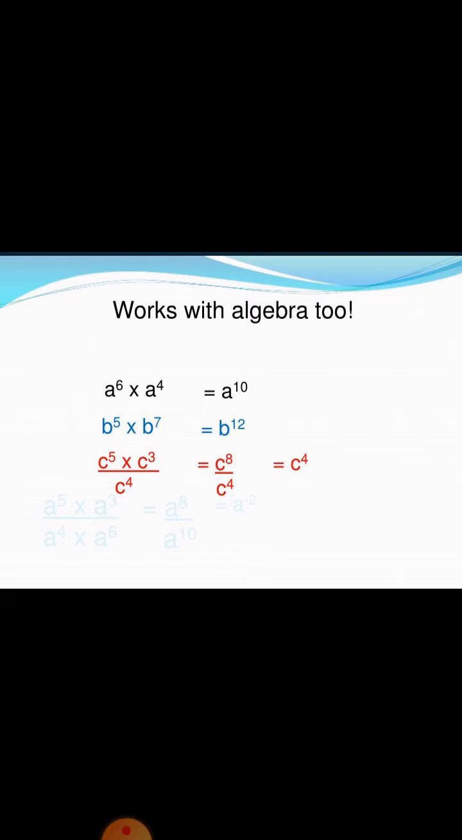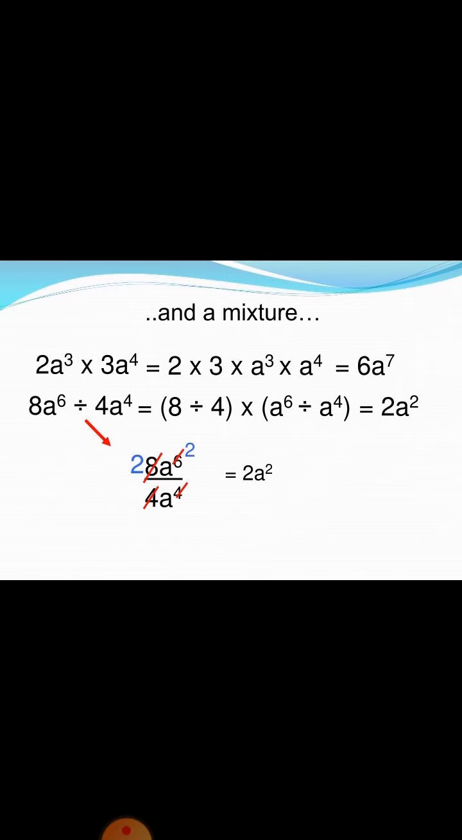Next, we discuss working with algebra. Here we have an algebraic expression a raised to power 6 multiplied by a raised to power 4, and we know that when we multiply we add the powers and we get a raised to power 10. Here we have a mixture of algebraic expression and numbers, and we solve this example and we get 2a raised to power 2.